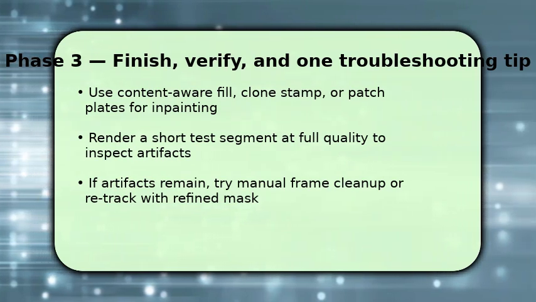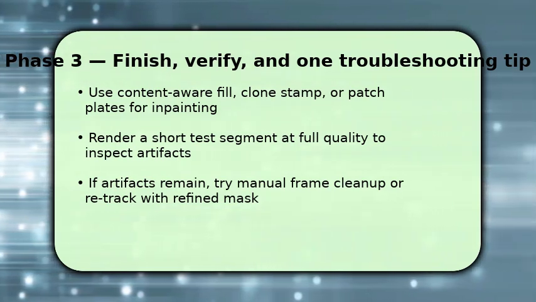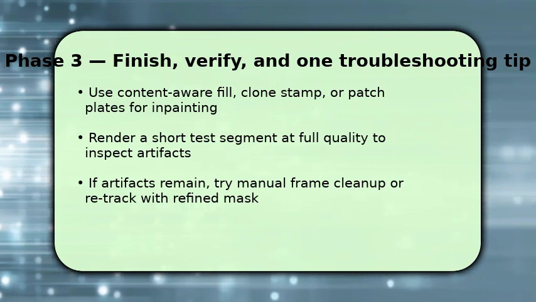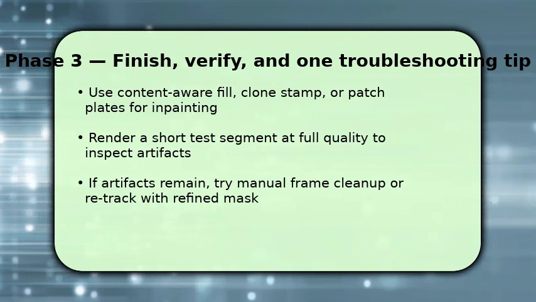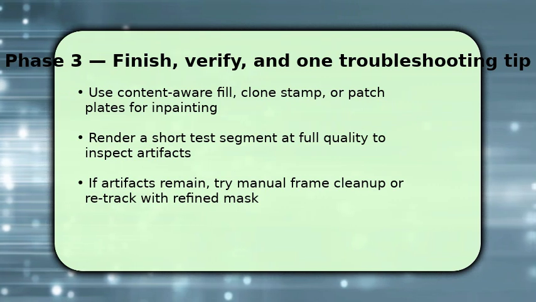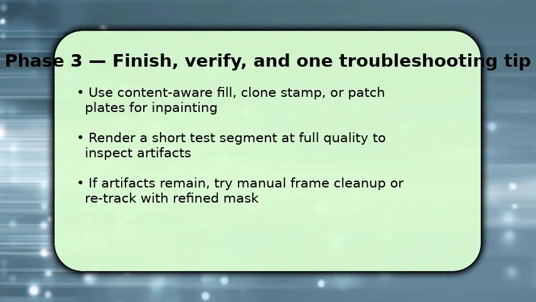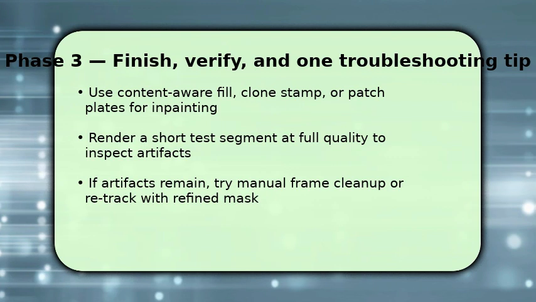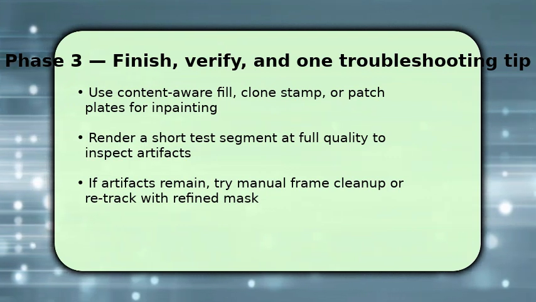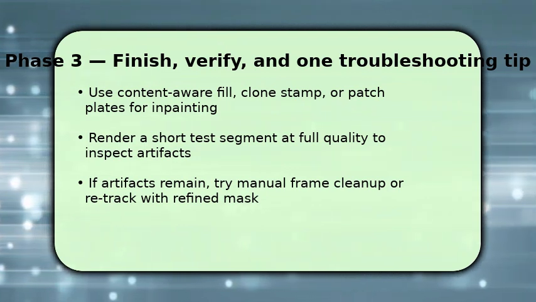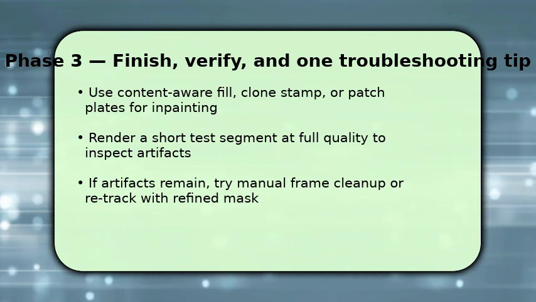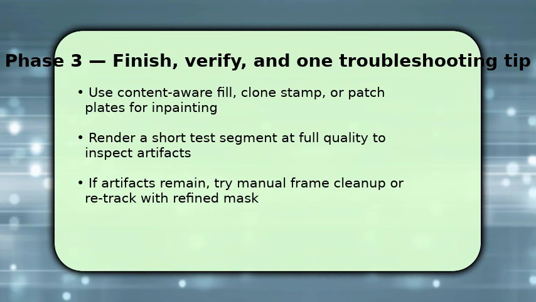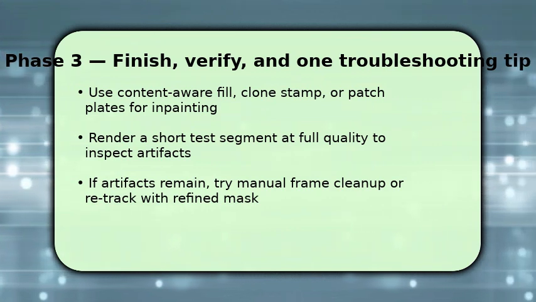Use content-aware fill or clone from nearby pixels, or insert a clean patch plate shot earlier or later in the clip. Once patched, render a short test segment at full quality and inspect at 100% zoom for ghosting, color shifts, or motion mismatch. If you see problems, retrack with a smaller mask, adjust feathering, or fix individual frames manually. Troubleshooting tip: when automatic in-paint fails, plate-based cloning frame by frame gives reliable control.